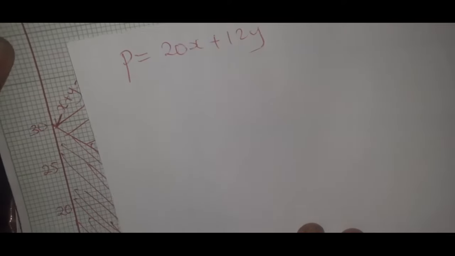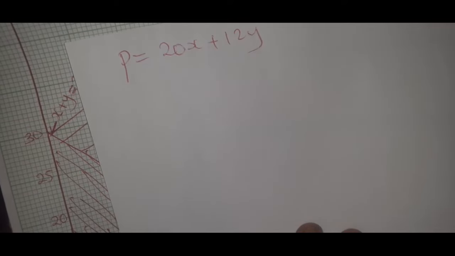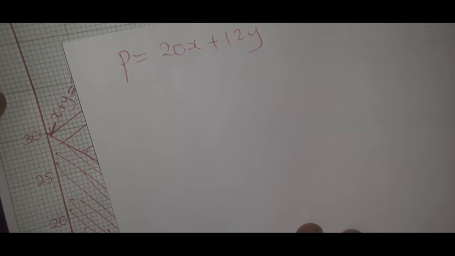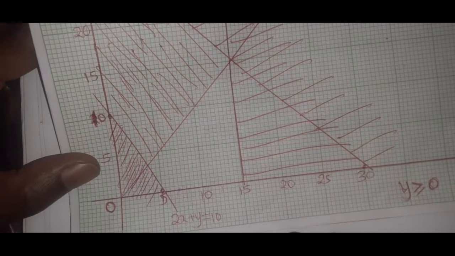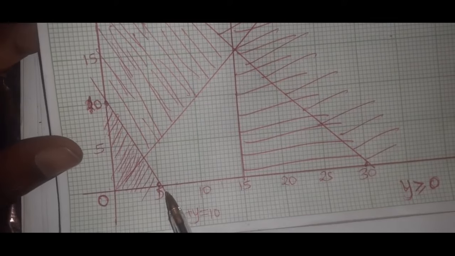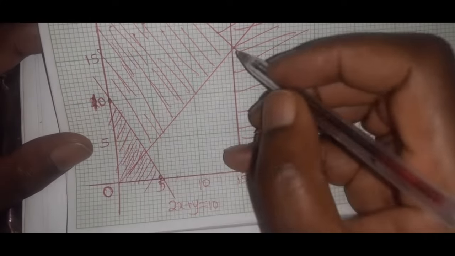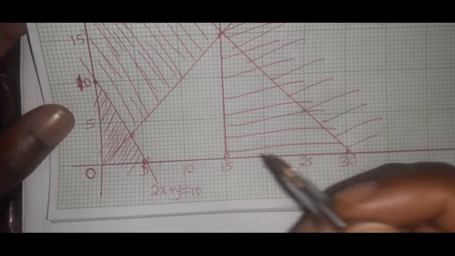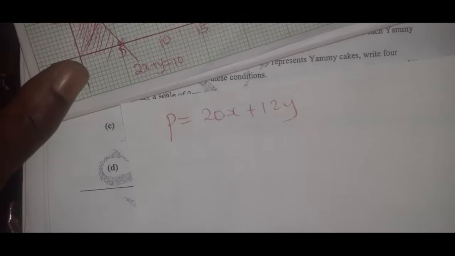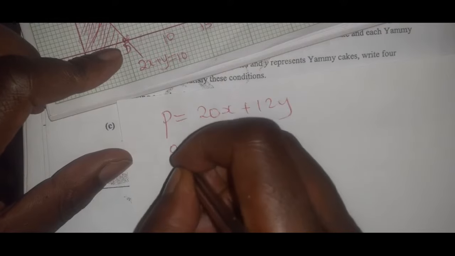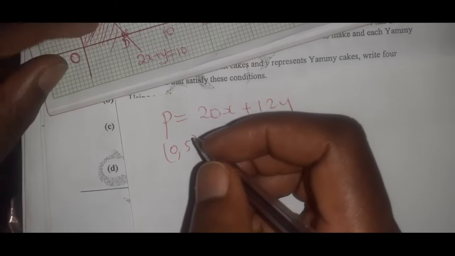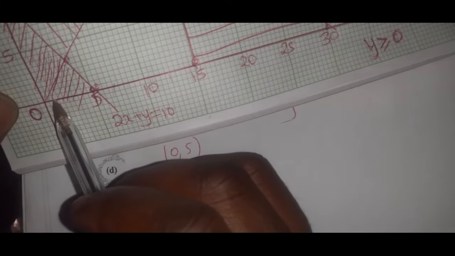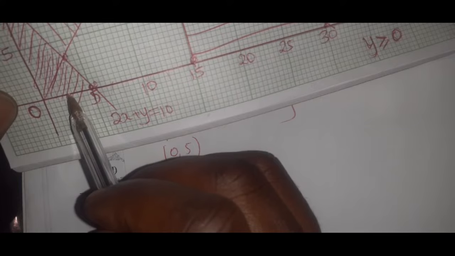So in order to maximize profit here, we are going to get the x coordinates and the y coordinates on these corners of the region. Like this one, what is it? This is 0, 5. This one is what? This is 1, 2, 3.